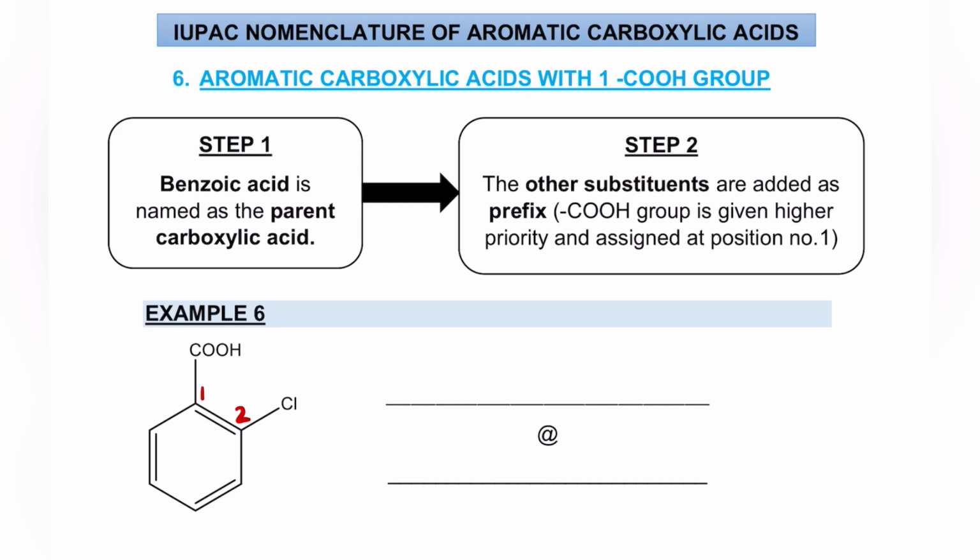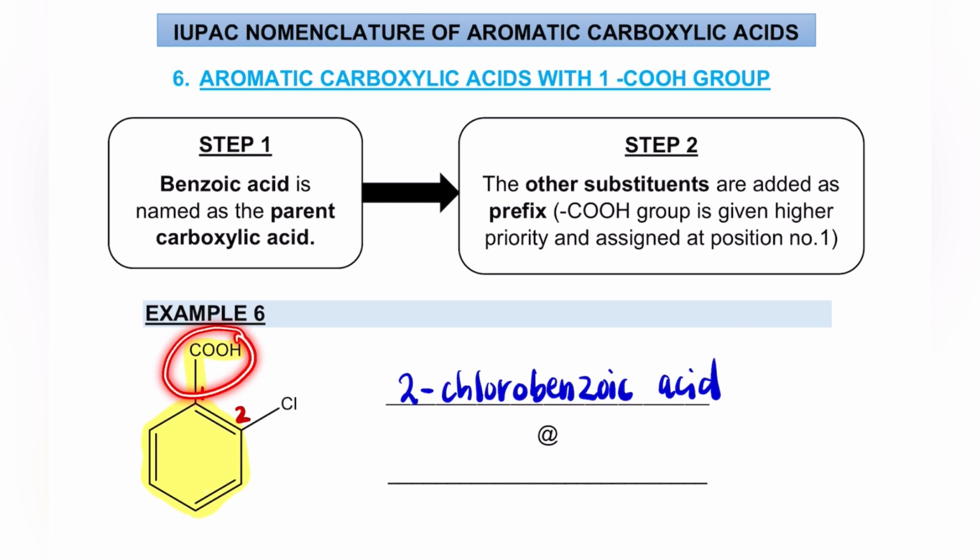2-chlorobenzoic acid, because our parent here, the benzene ring attached to the carboxyl group, has the common name benzoic acid. However, if you recall what you've learned in chapter 6, two substituents attached to the aromatic ring can be given as ortho for positions 1 and 2. So the name for this structure is also acceptable as orthochlorobenzoic acid. So that settles example 6.